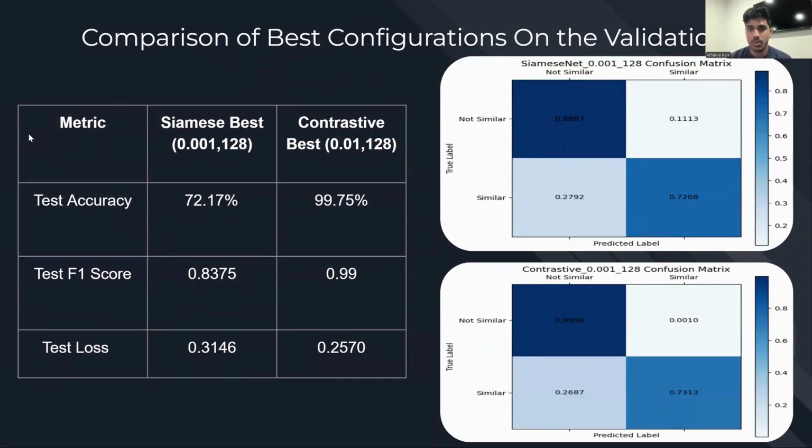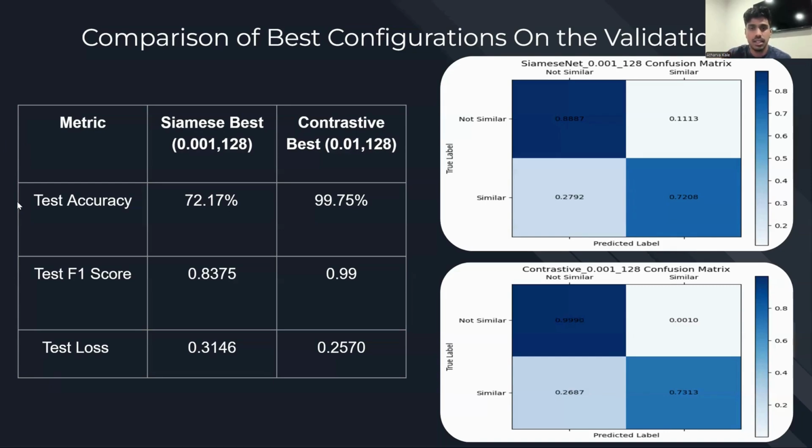Now, when we compare the best models side by side, the Siamese network using a learning rate of 0.01 and a batch size of 128 achieved a validation accuracy of about 72% and an F1 score of 0.83. Meanwhile, the contrastive model with a learning rate of 0.01 and a batch size of 128 almost touched 99% accuracy, with an F1 score close to 0.99. Although the contrastive approach clearly outperformed in terms of pure metrics, it's important to remember that the Siamese network is still very effective, especially for tasks needing a fine balance between sensitivity and specificity.